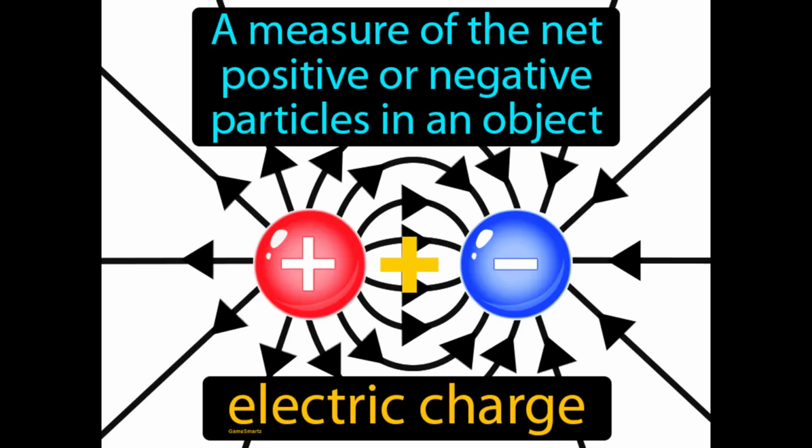A measure of the net positive or negative particles in an object. Electric charge. Electric charge is a property of particles that causes them to attract or repel each other based on their positive or negative nature.